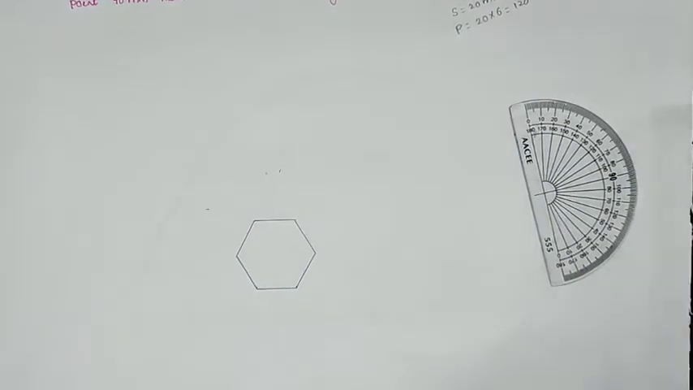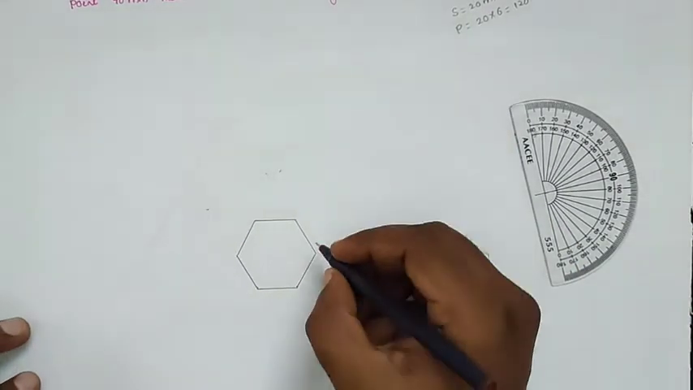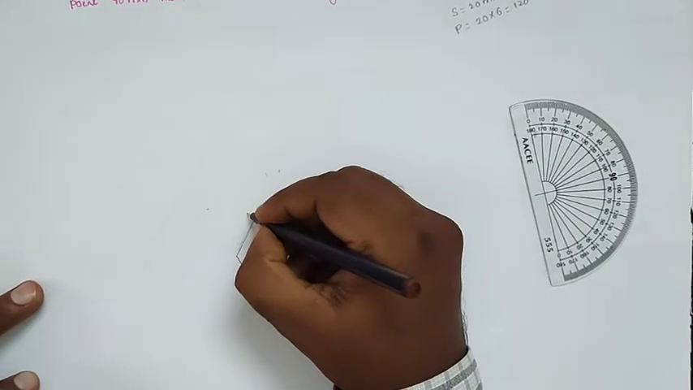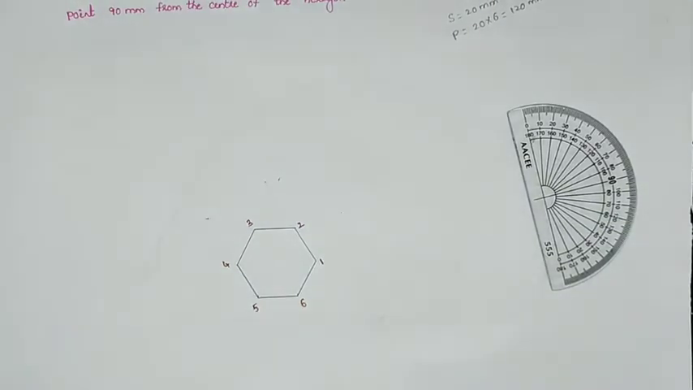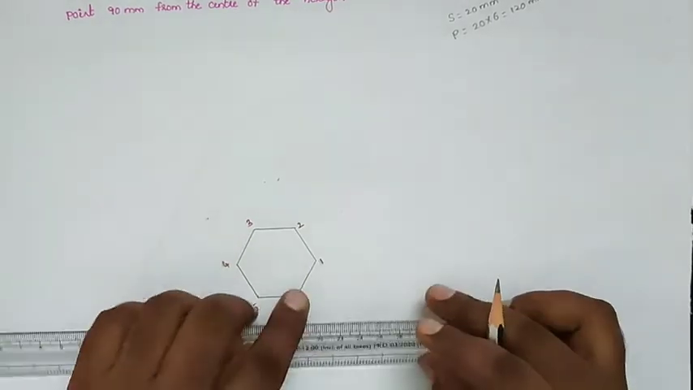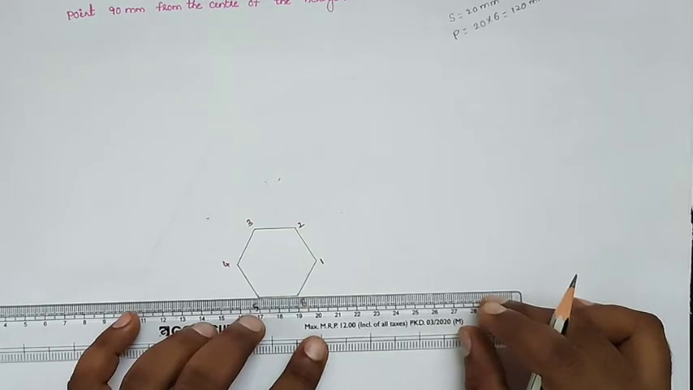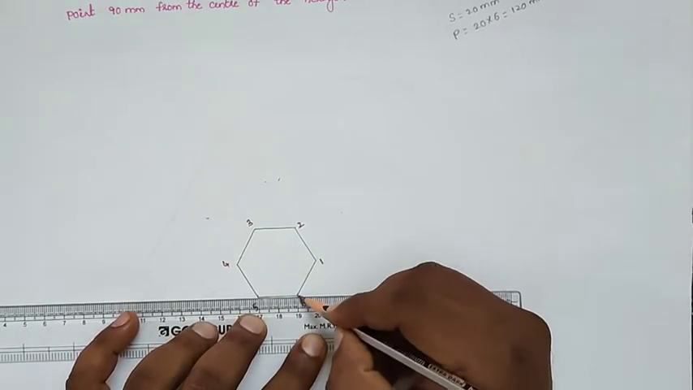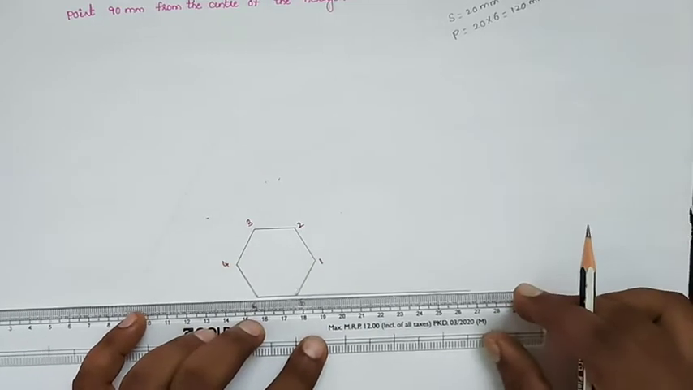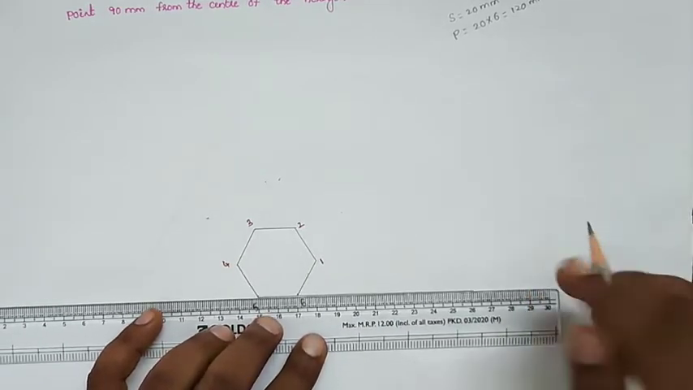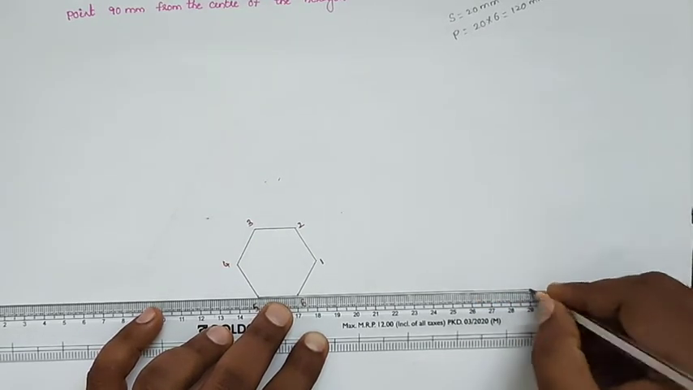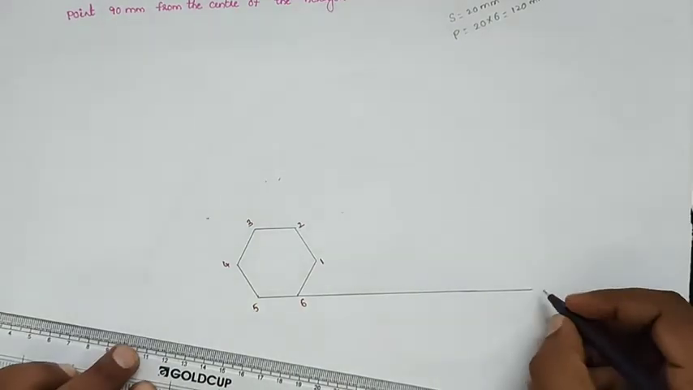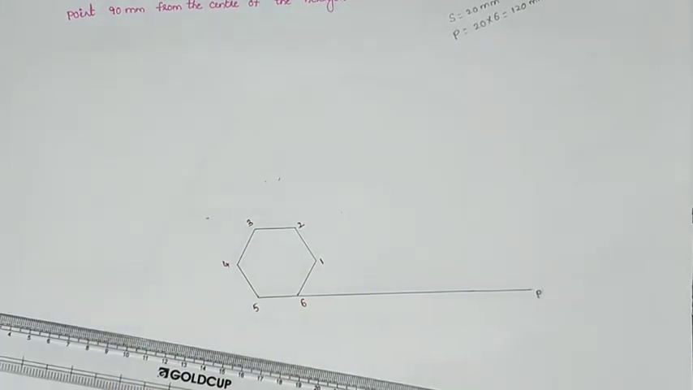After constructing the hexagon, give the point naming 1, 2, 3, 4, 5 and 6. Now we will draw the length of the string as the perimeter of the hexagon. You can take the perimeter of the hexagon, that should be 120. So locate point P. Here 6P is nothing but the length of the string, that is equal to 120.